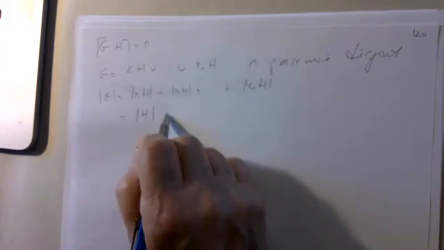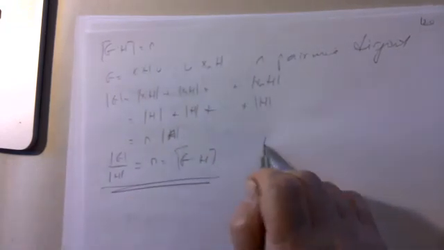So the cardinality of G is the sum of the sizes of these cosets, but every left coset has cardinality of H. So I'm just adding the size of H to itself r times. This is r times the cardinality of H. So the cardinality of G divided by the cardinality of H is r, which is the index of H in G. This is Lagrange's theorem.